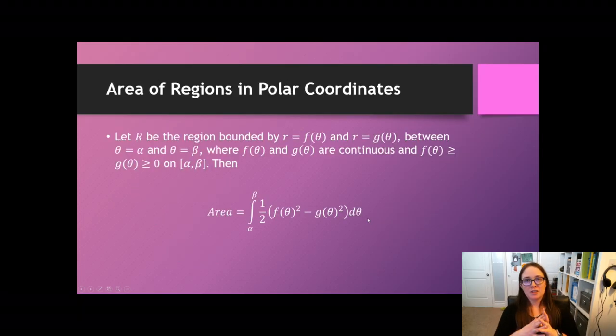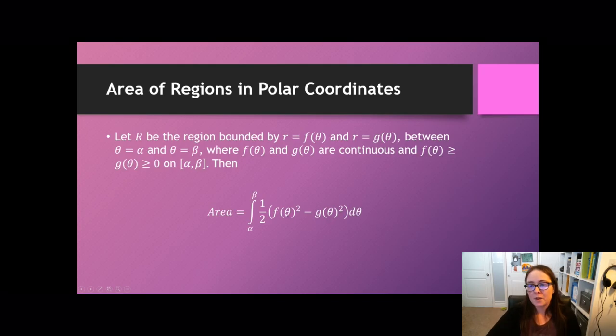Okay, so the other thing we want to look at in this section is finding the area of a region in polar coordinates. So we've done area under a curve previously in this course, and now we're just taking it a step further by applying it in polar coordinates. So the formula looks a little bit different here because I do have this parameterized curve. r is a function of θ. And so our formula is going to be 1/2 times f(θ) squared minus g(θ) squared.